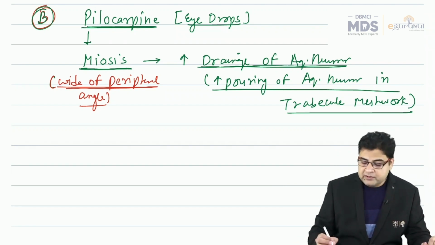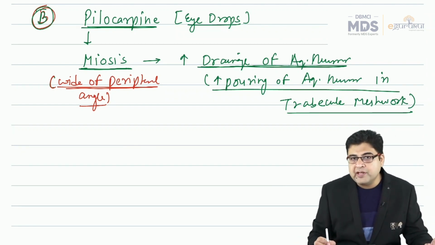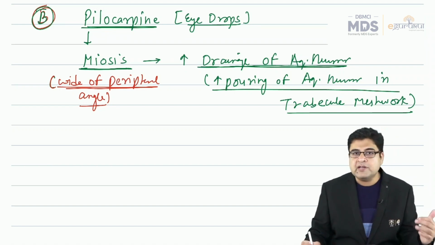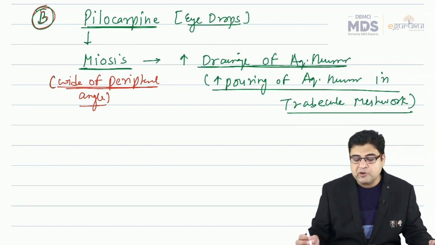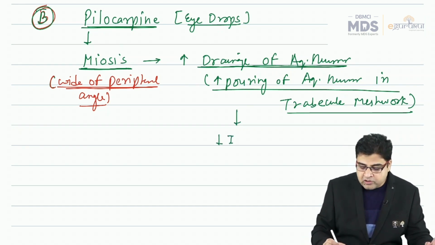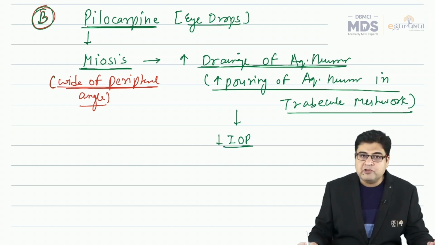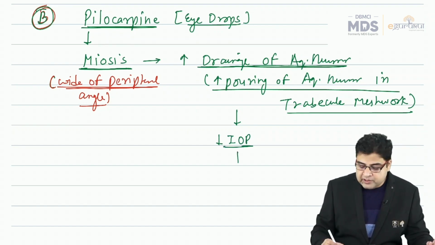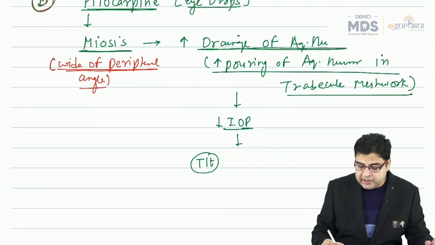When this angle becomes wide, it results in increased pouring, or increased drainage, of the aqueous humor in the trabecular meshwork. As a result of this increased drainage, what will happen? The intraocular pressure is reduced in the eyes. So I can use this medicine for the treatment of glaucoma. We call it closed angle glaucoma, or angle closure glaucoma.